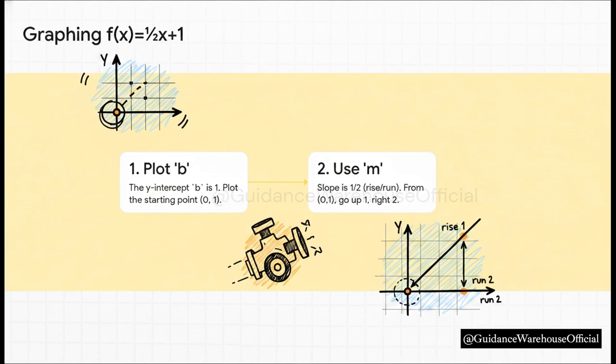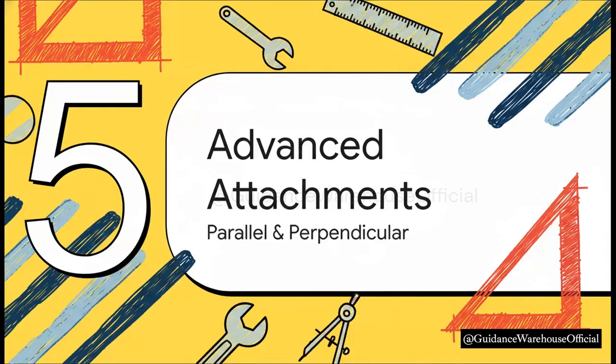First, plot the starting line. Our y-intercept b is 1, so we put a dot right there at 0, 1. Easy. Second, use the engine to move. Our slope m is 1 over 2. That means from our first dot, we rise 1 unit up and run 2 units to the right. Plot your second point there. Now, just connect the dots with a straight line, and you're done. You've just graphed the entire function. It's really that simple. All right, ready for some advanced attachments for our toolkit?